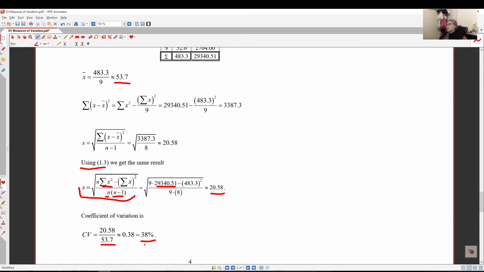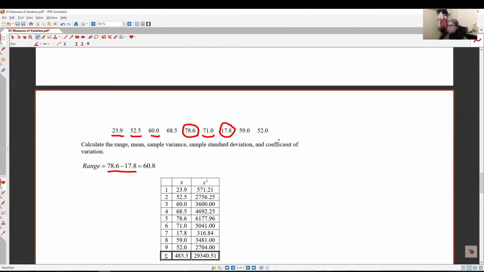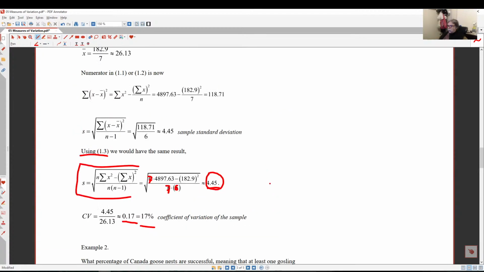And so that confirms what we already saw. Those numbers are not too hard to discern because the samples are small. The variation is significantly higher in the success of nesting of Canada goose than in the profit per employee in the computer company.